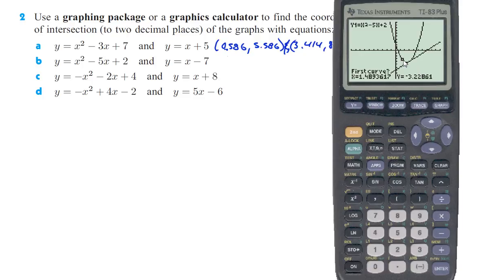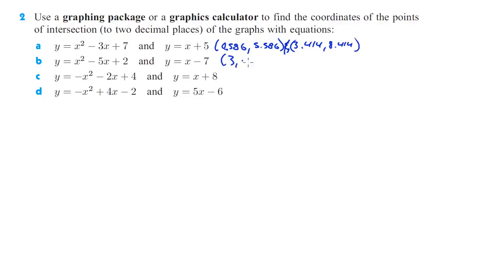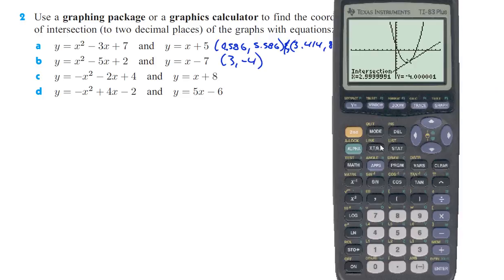First curve: what they're asking is the intersection between these curves. Is this one of the curves you want to find the intersection of? Yes, so we push enter. And the second curve is this one. Yep, I push enter. And it will tell me that one of my intersection points, if it has one, is at 2.99999, which really means 3 and -4. That is one intersection point, and it's really kind of hard to tell, but it looks like that's the only one.